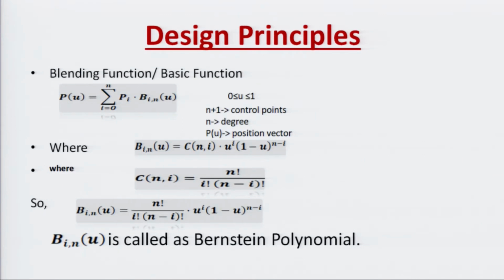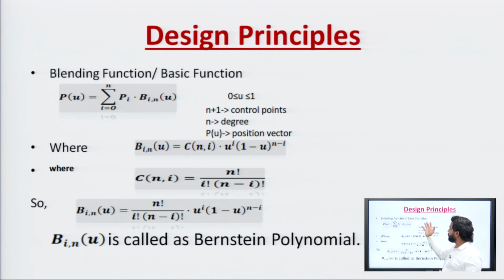Now, coming to its design principles. Basically we have a blending function, which I told you about earlier, responsible for the development of the Bezier curve. Here P(u) is referred to as the position vector, the summation of all the position vectors, and B(i,n)(u), a function of u, is also called the Bernstein polynomial. Here we see the u parameter, which we discussed earlier. It is a parametric curve, so it depends on the u parameter, and it ranges from 0 to 1.